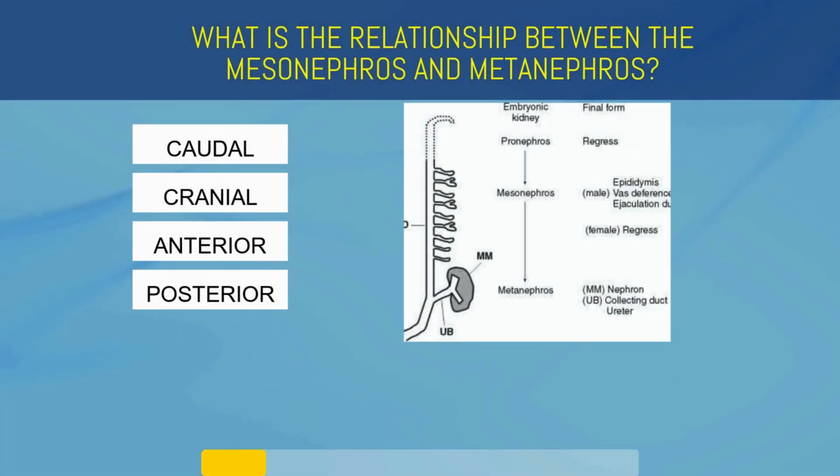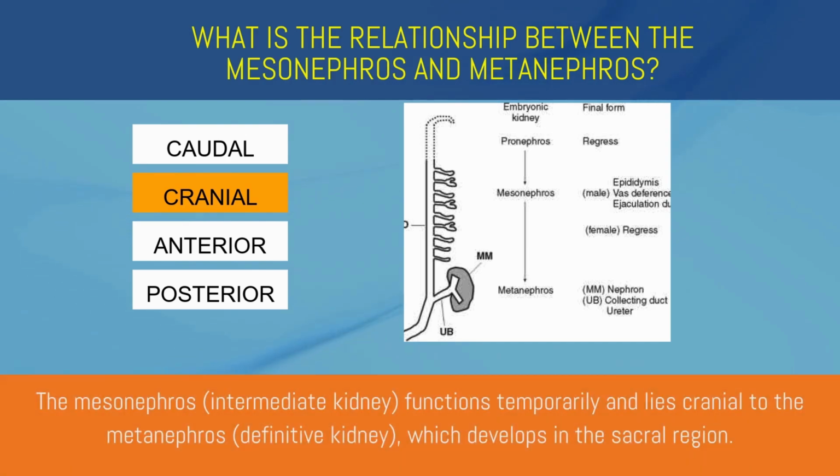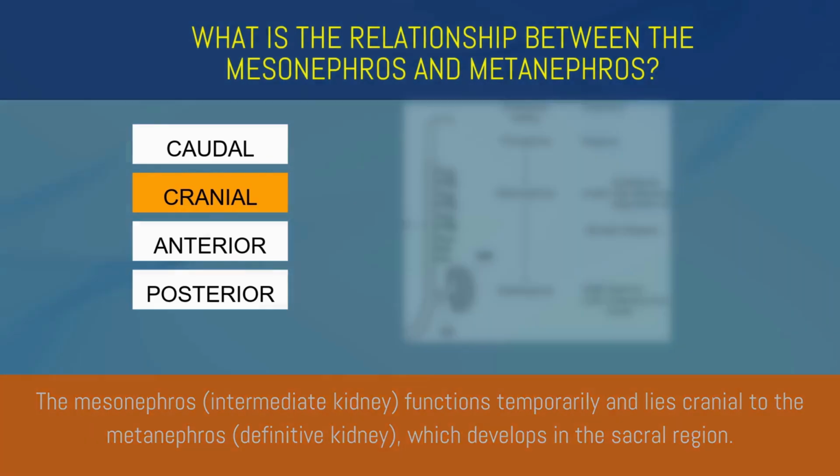What is the relationship between the mesonephros and metanephros? Caudal, cranial, anterior or posterior? Cranial. The mesonephros functions temporarily and lies cranial to the metanephros, which develops in the sacral region.